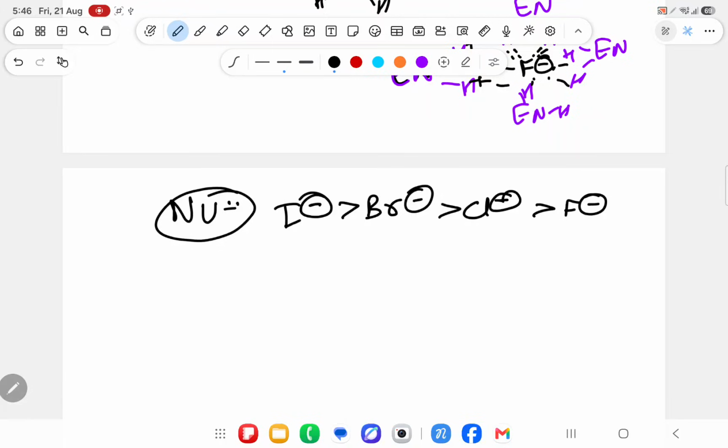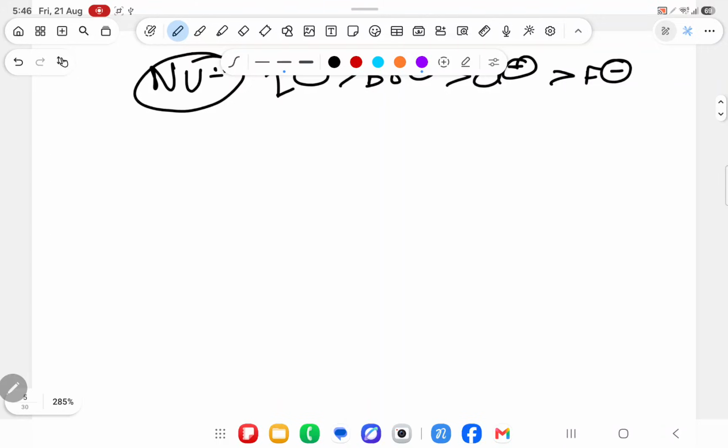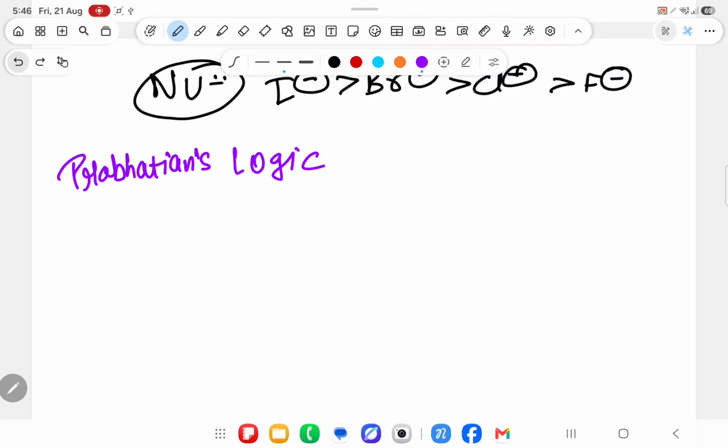Sir, we understood, but a little bit of confusion. I am trying to dictate this part for those students who want to make their organic chemistry very good. But I am going to give some Prabhatian logic, short tricks. Whenever I write short tricks, I will write Prabhatian logics. Prabhatian logic is indirectly short tricks. What is the short trick to understand this?